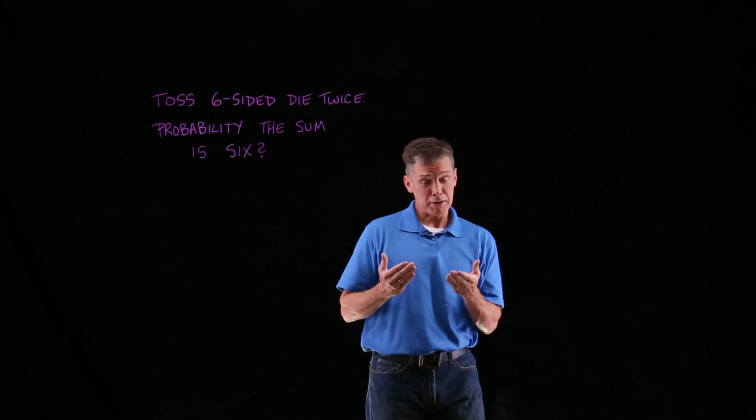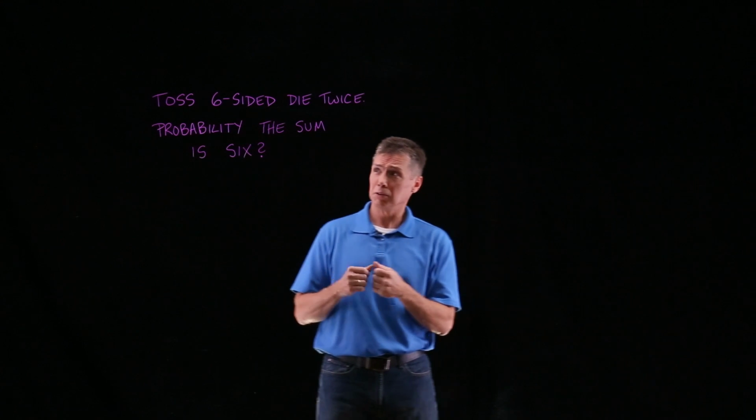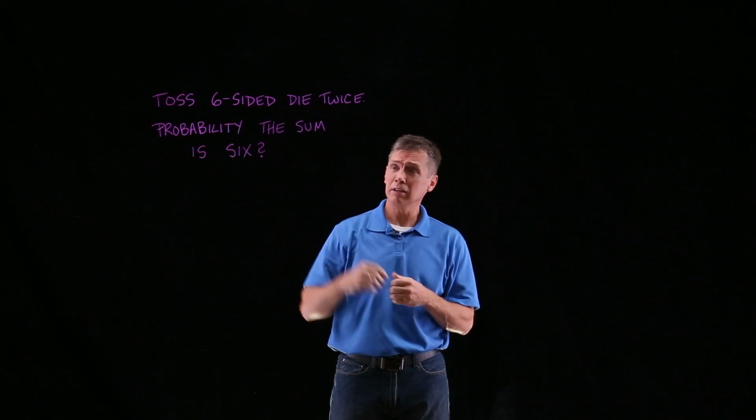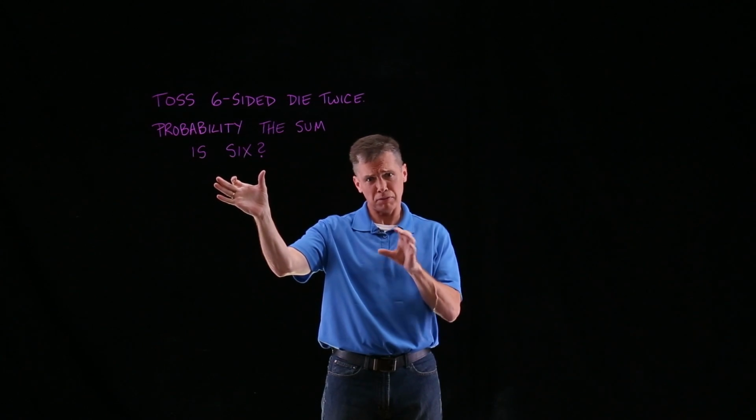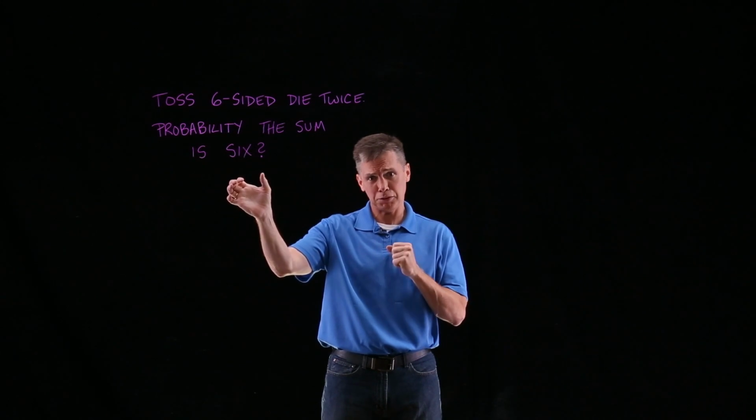Okay, in this problem, we're going to find another probability. In this case, the experiment is a six-sided die being rolled twice. They're asking us for the probability that the sum of the result there would be 6 in total.